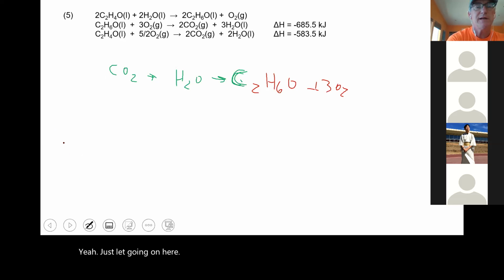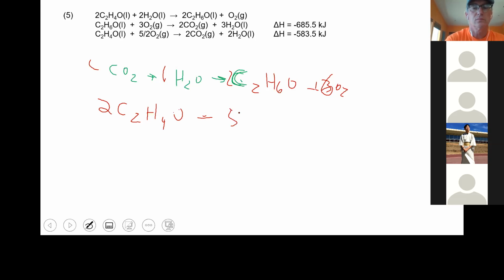So this becomes 4. This becomes 6, 2, and 6 here as well. Okay. And then the last reaction, you would multiply that also by 2. So therefore, you have 2 moles of C2H4O on the left side and 2 moles of C2H6O on the right side. That's what I did.